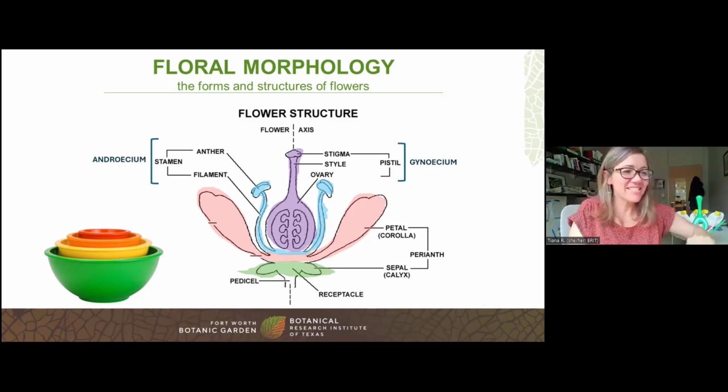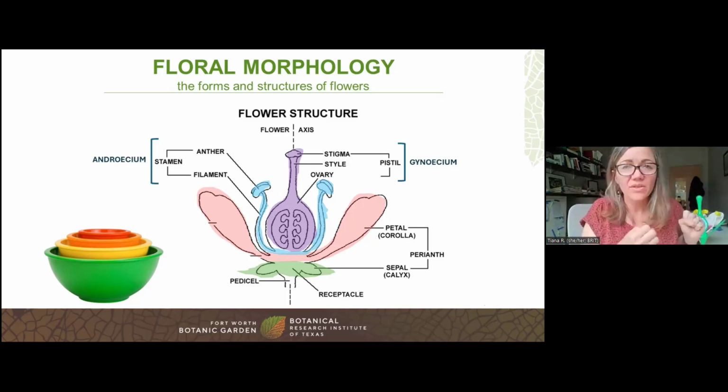Okay, so nesting bowls, I do love that analogy because it kind of shows you what they look like. I can't remember what my next slide is, but I want to tell you that I've shown you kind of the template for a flower. There are so many variations. I mentioned the idea of perfect, imperfect flowers, complete or incomplete flowers. This is a bisexual flower that we're looking at right now.